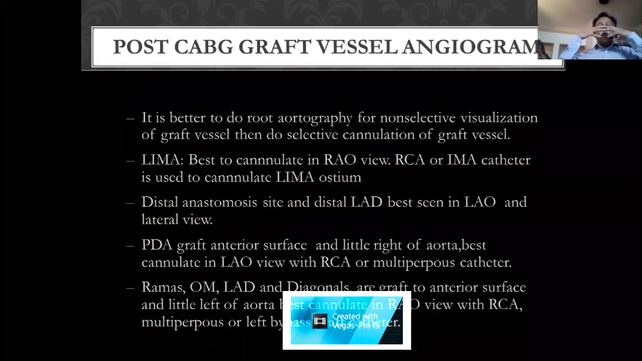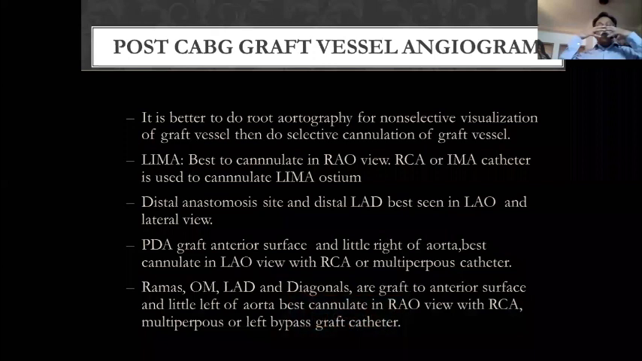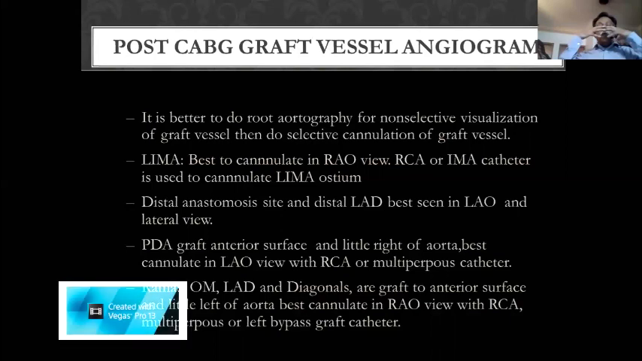This is the place many a time you need to pay special attention to see the anastomotic stenosis. Unless you perpendicularly direct the beam, you may not identify the ostial stenosis or distal anastomotic stenosis. For PDA graft, usually all the grafts in the venous graft are taken from the anterior surface of the aorta. For the right-sided, it is a little bit on the right, and for the left-sided, like OM, RAM, left side of the anterior surface of the aorta. And for the view, the right coronary visualization is done by LAO view projection.